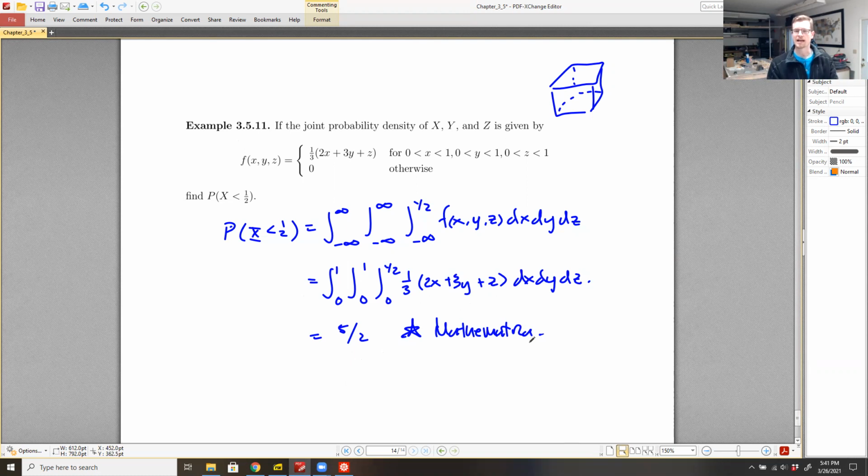So this is the probability that x is less than 1/2. Of course, I copied the number wrong. 5/12. There we go.